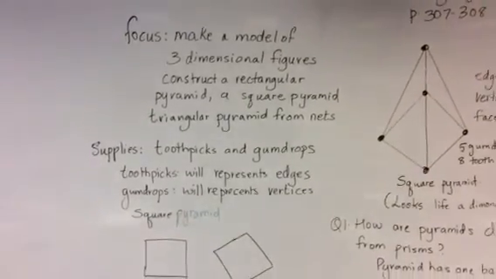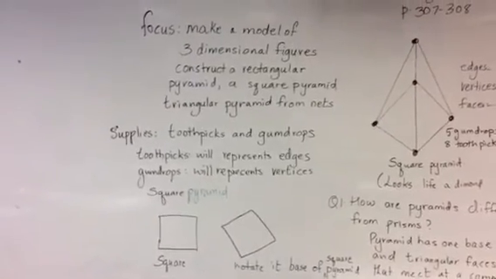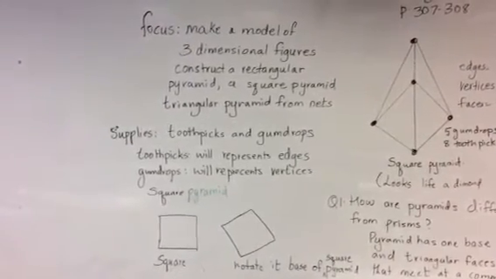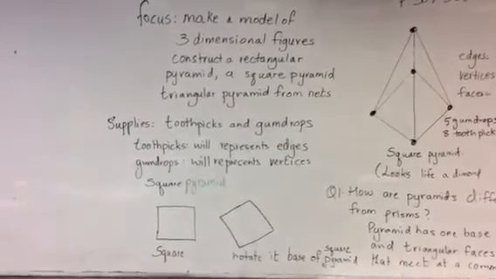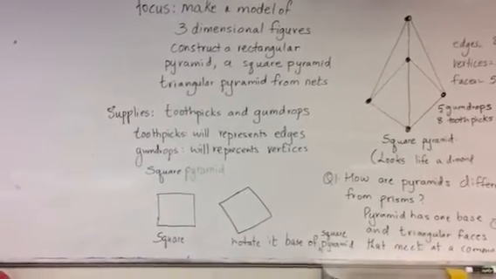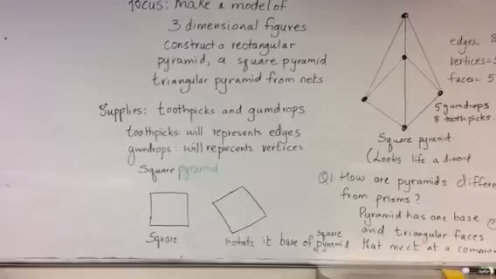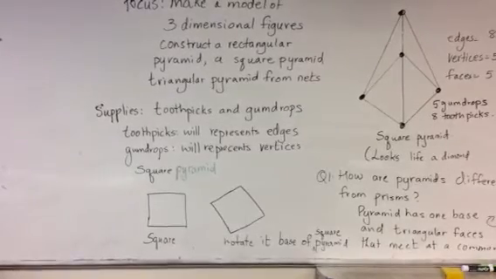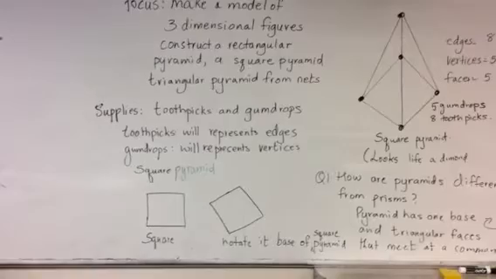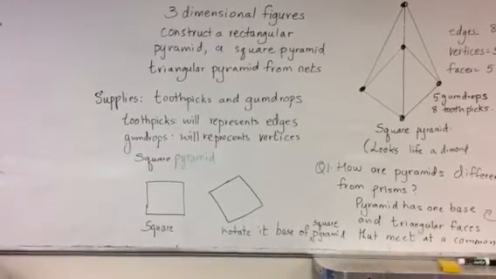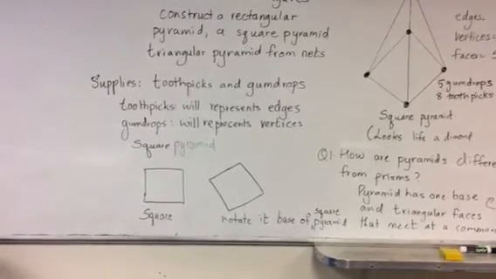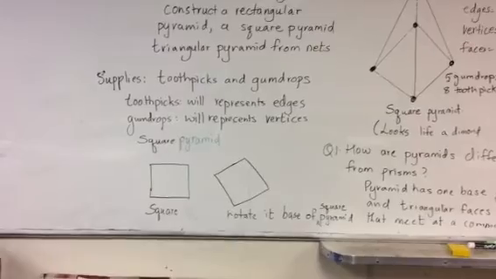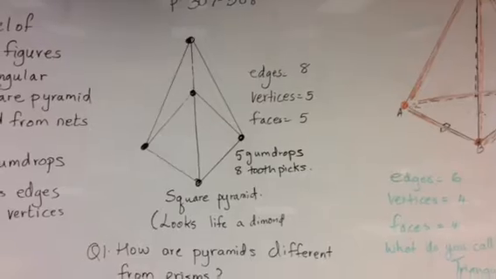The supplies you need are toothpicks and gumdrops. Toothpicks will represent edges, gumdrops will represent vertices. Now, square pyramid. How do you figure a square pyramid? Take a square, cut out from a sheet of paper, a square, and rotate it. Its base becomes a pyramid now. It looks different, but it's the same square, just rotated about a 90-degree angle.